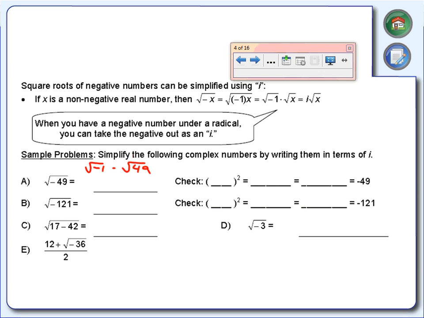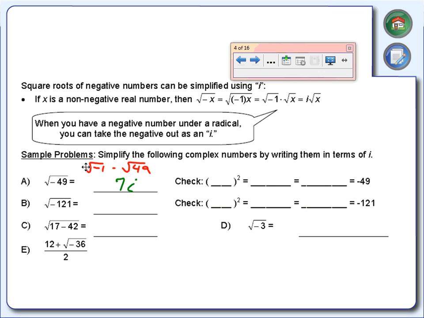And the reason we're breaking it apart like that is because the square root of negative 1, we just defined that as an i, didn't we? So that square root of negative 1 now becomes i. Notice we can also take the square root of 49 now, since it is a positive. And what's the square root of 49? 7. So what we have here is the square root of negative 49 is 7i. 7i would be our answer.